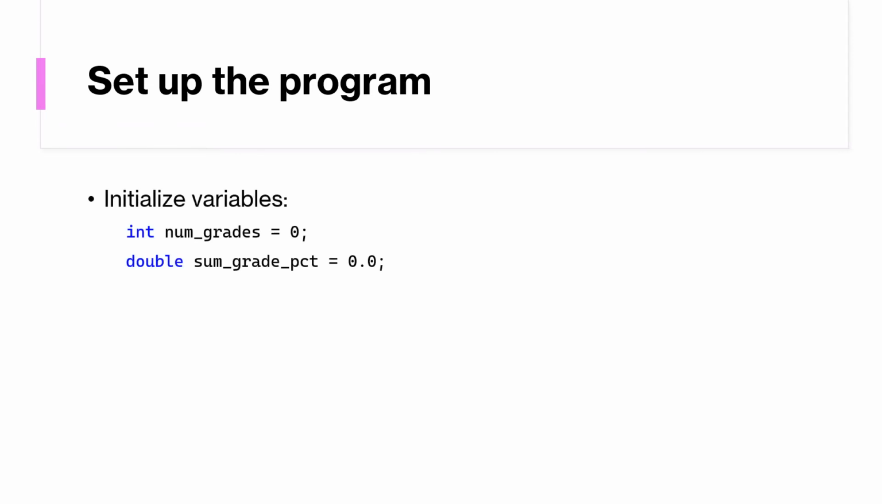We're going to initialize our variables. Okay, number of grades starts off at 0 because we haven't read any grades yet, and sum grade percent starts off at 0 because we haven't read any grades yet.